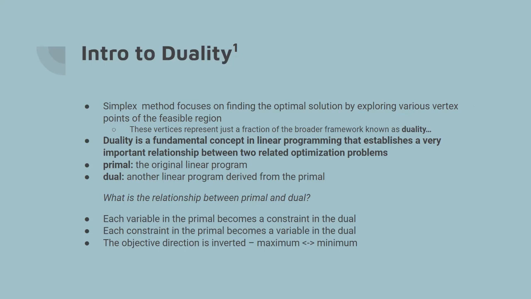What is the relationship between primal and dual? Well, they're pretty much inversely related. So each variable in the primal becomes a constraint in the dual. Each constraint in the primal becomes a variable in the dual. The objective direction is inverted. So if your primal is maximizing, then your dual is minimizing.